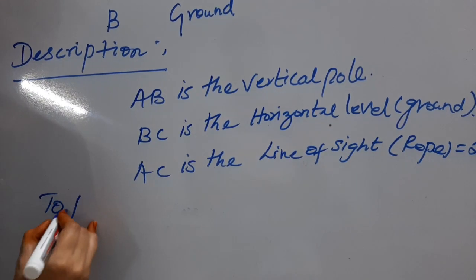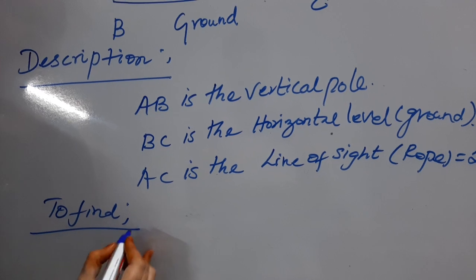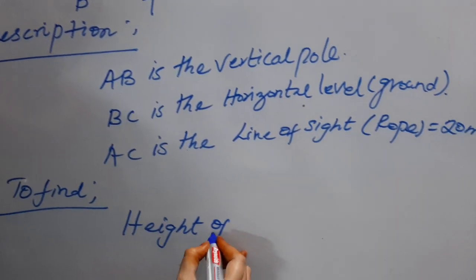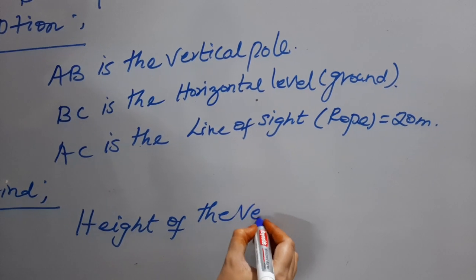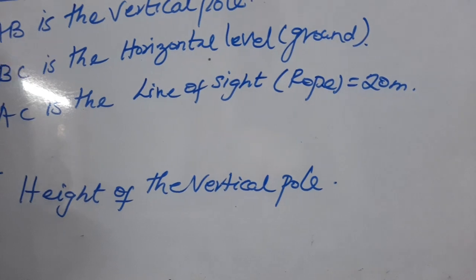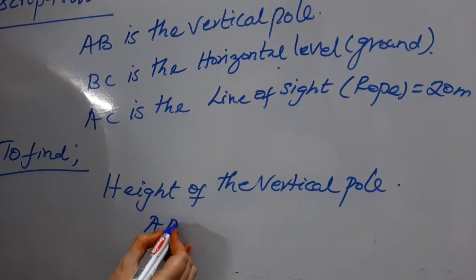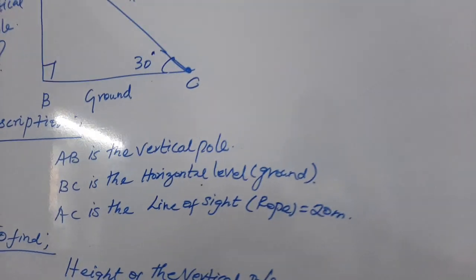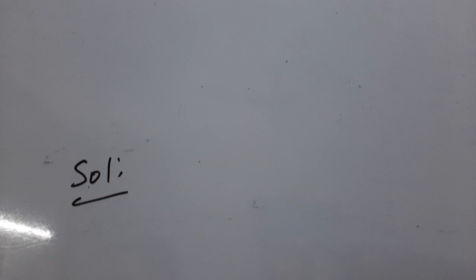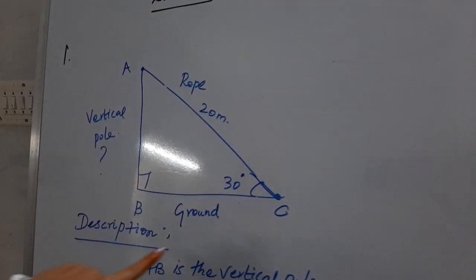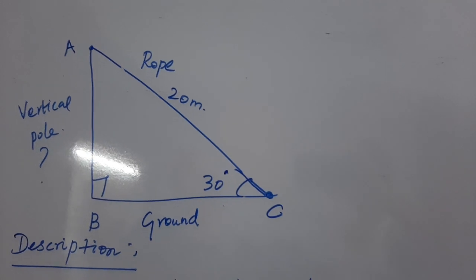Then what do we want to find? We need to find the height of the vertical pole, that is AB. We need to find the measure of AB. Let's start with the sum. Which angle is given to us? Angle C is given, which is 30.